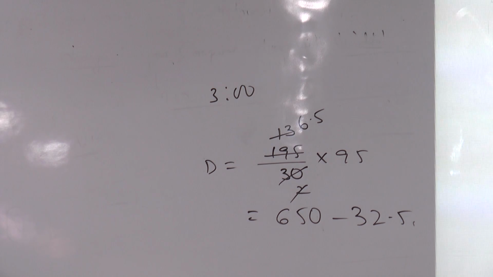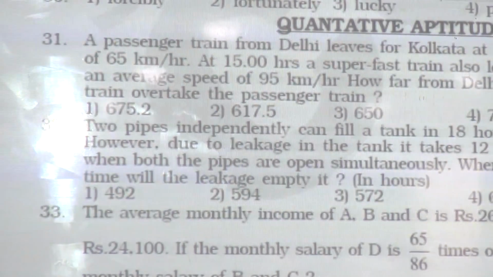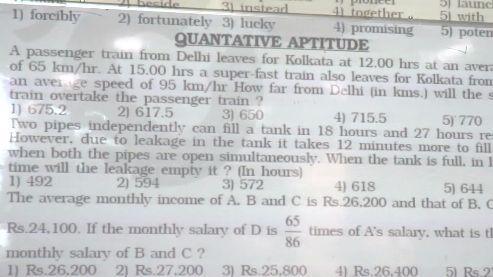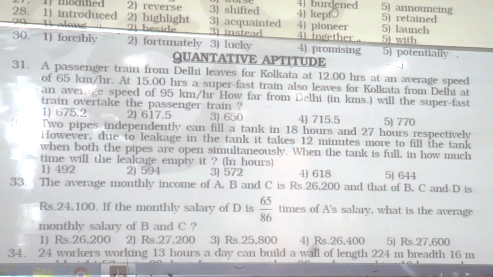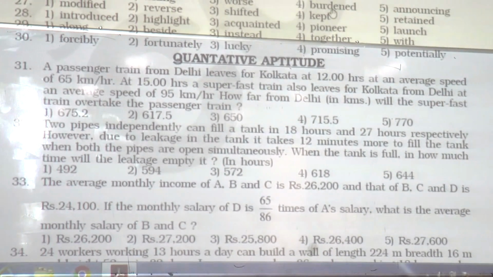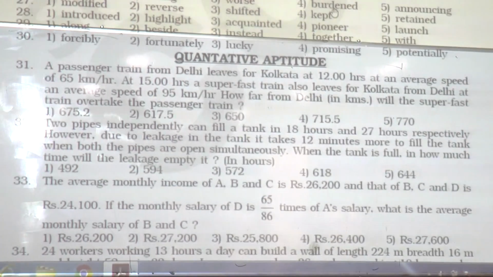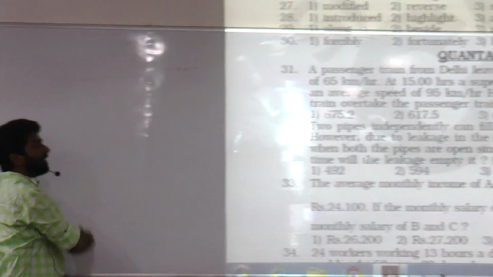Next, 32. Two pipes independently can fill a tank in 18 hours and 27 hours respectively. However, due to a leakage in the tank, it takes 12 minutes more to fill the tank when both the taps are open simultaneously. So when the tank is full, in how much time will the leakage empty it? Right. So first of all, you should know the total time taken by two taps to fill an empty tank.